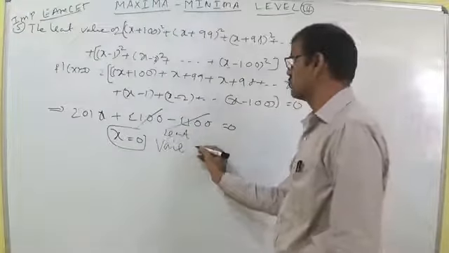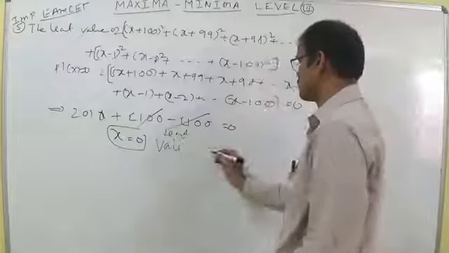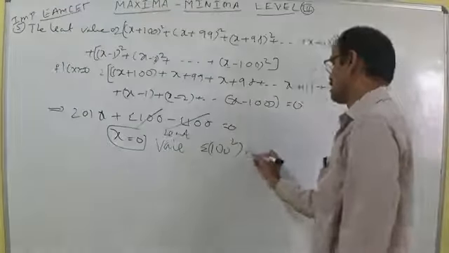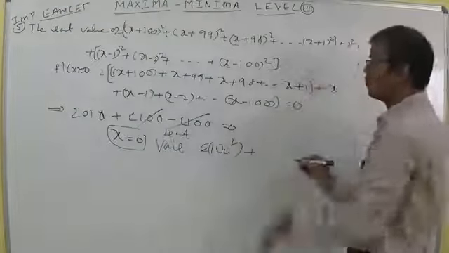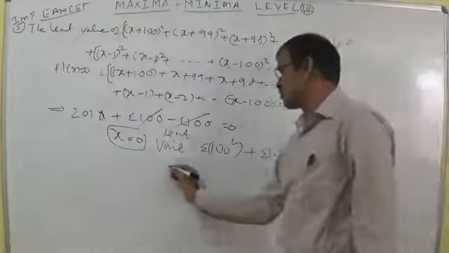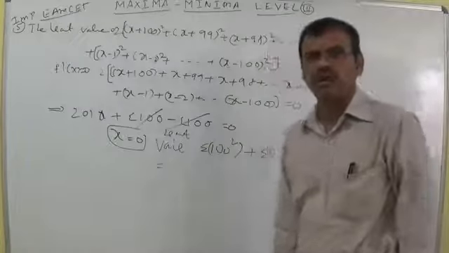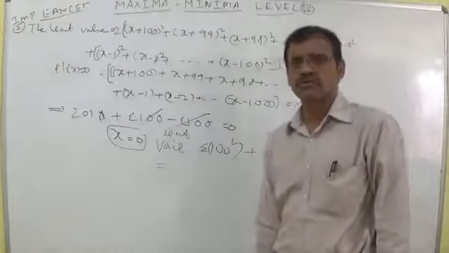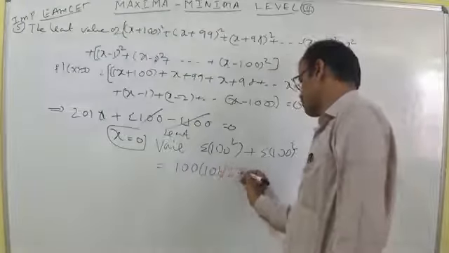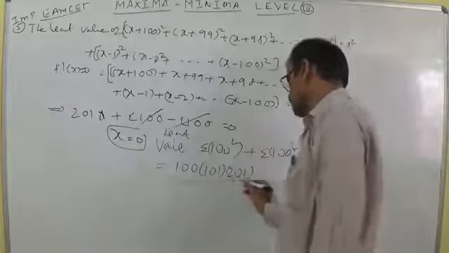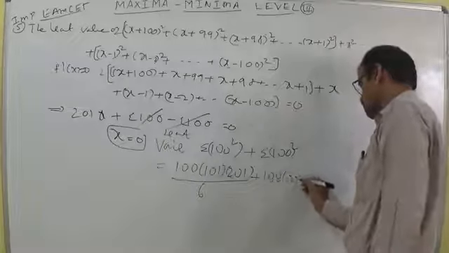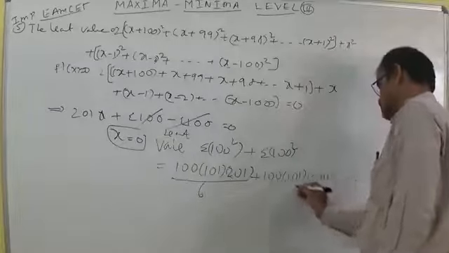Least value is equal to 100 square plus 99 square plus, like that. So you can write here sigma 100 square, plus this is 0, don't write, and this is sigma 100 square. We know the student formula, sigma n square is n into (n plus 1) into (2n plus 1) by 6. Here you can write 100 into 101 into 201 by 6, and here 100 into 101 into 201 by 6.